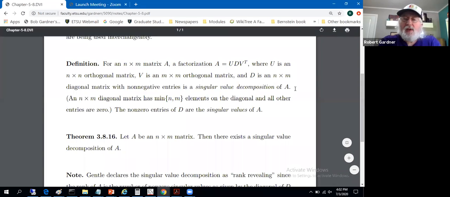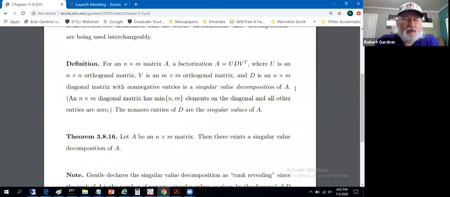Little comment, maybe this collides with your experience in sophomore linear algebra, but when we say a matrix is diagonal, it doesn't have to be square. We define the diagonal of matrix D to be the entries D sub i, as i ranges from 1 to the smaller of these two. So we do have meaning to the idea of a diagonal matrix, even though the matrix might not be square. These non-zero entries in that matrix D were called the singular values of A.